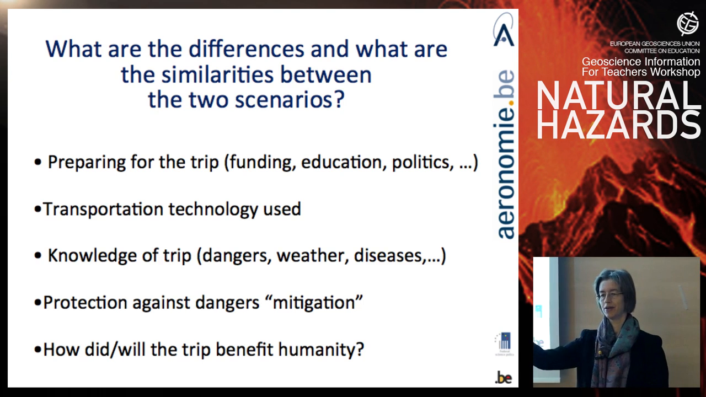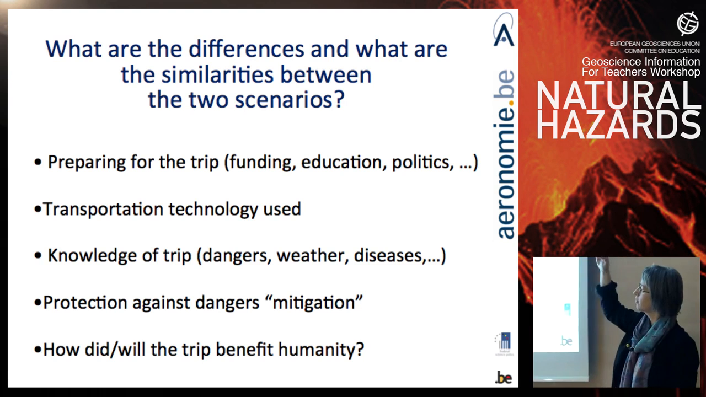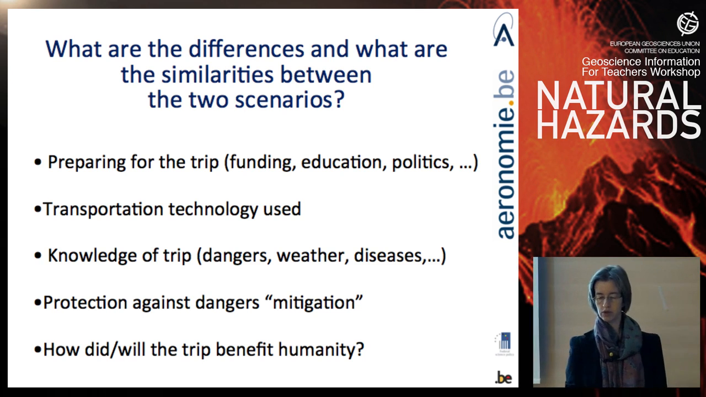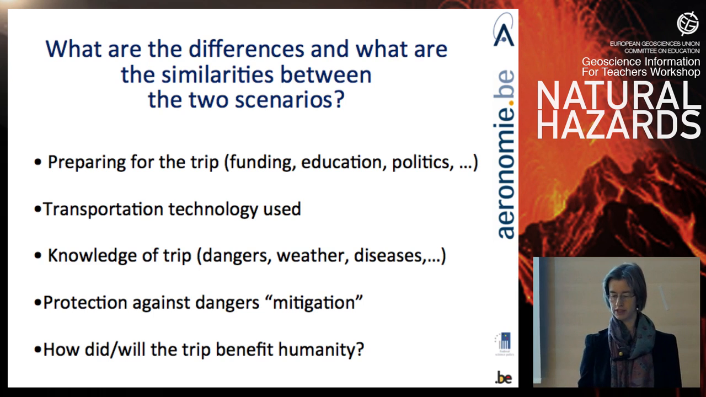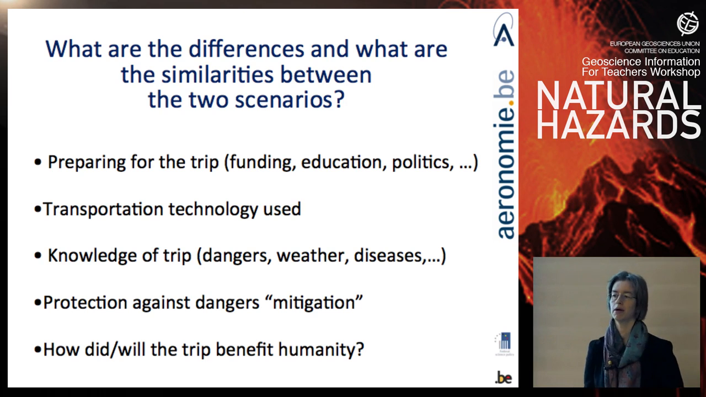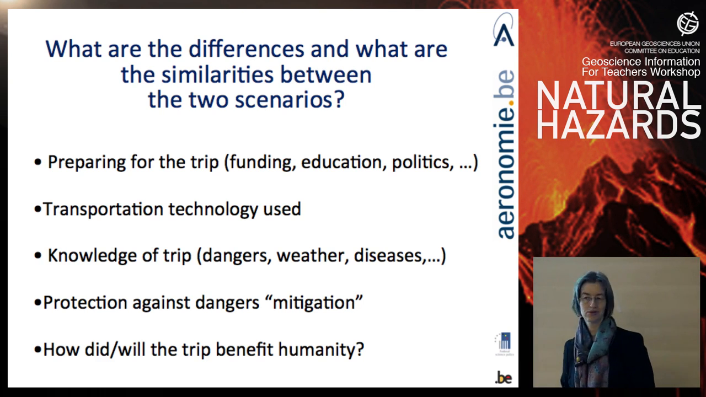So there were like 3 students in each group. And we went through item after item. So I would show them the first item. So if you were going to prepare for the trip, what are the funding, education, and politics, the issues that would be relevant? And first I said, look, what was it like 500 years ago? What did these people have to think about? And then what do you think it is like today if we want to go to Mars?